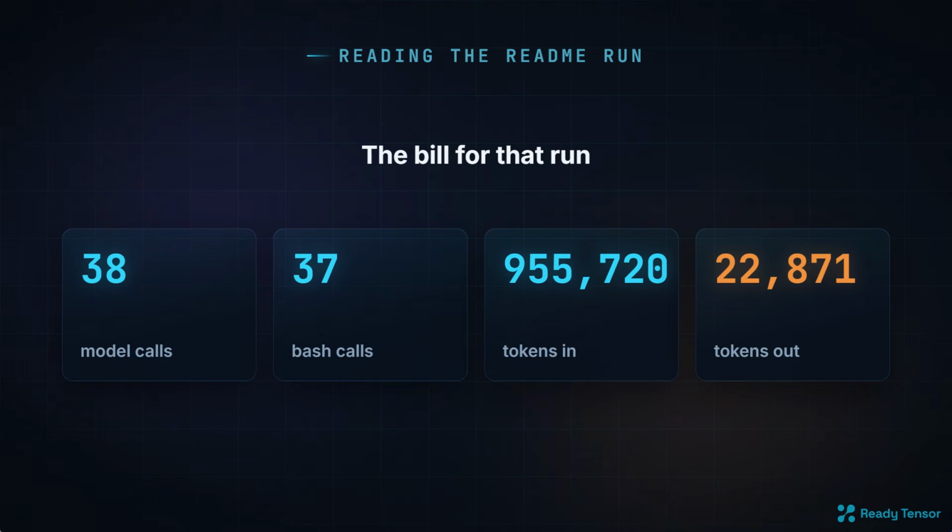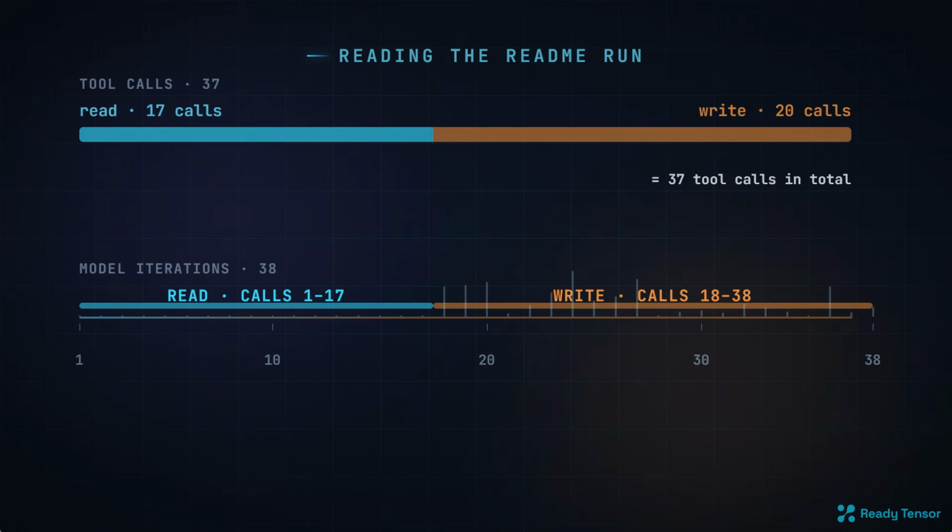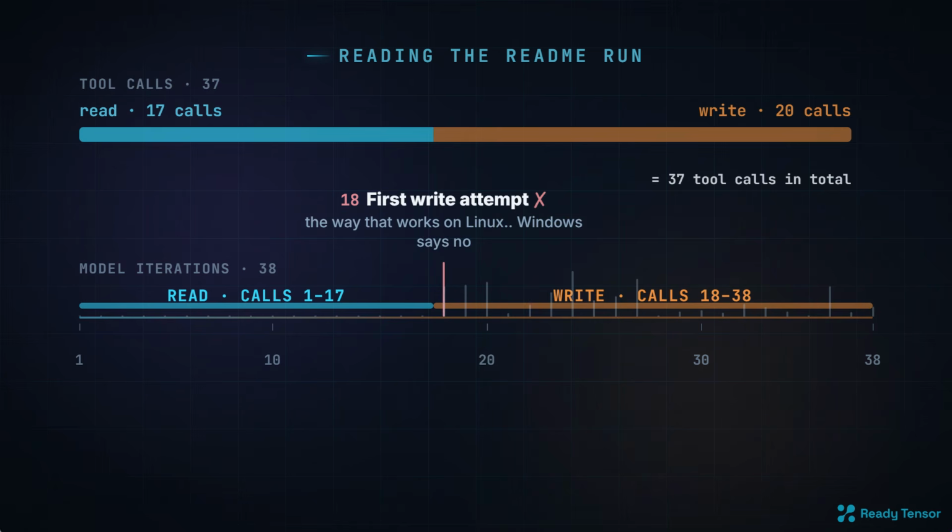First, the bill for that run. 38 model calls, 37 bash calls. Almost 1 million tokens in for one README file. So what were those 37 calls spent on? 17 calls to orient and read, and 20 calls trying to write one single file. Here are those 38 model calls, one by one. The first 17, the reading. Everything after, the writing. The writing starts at call 18.